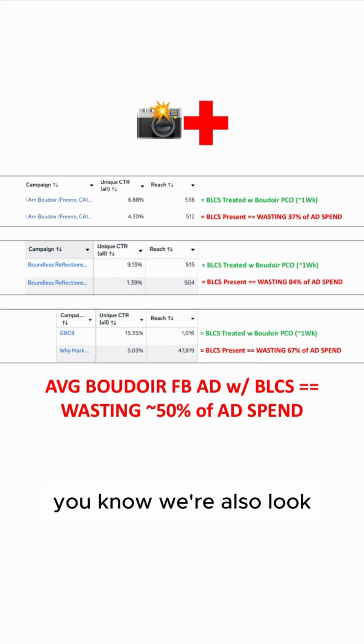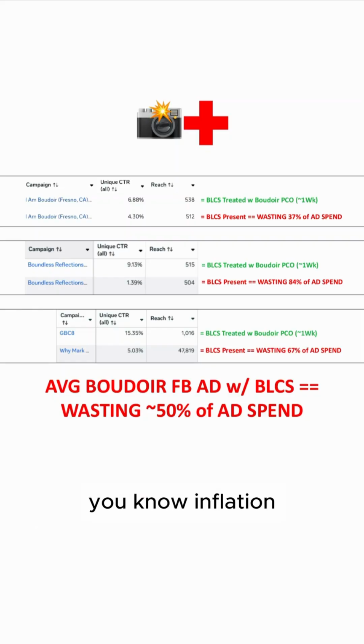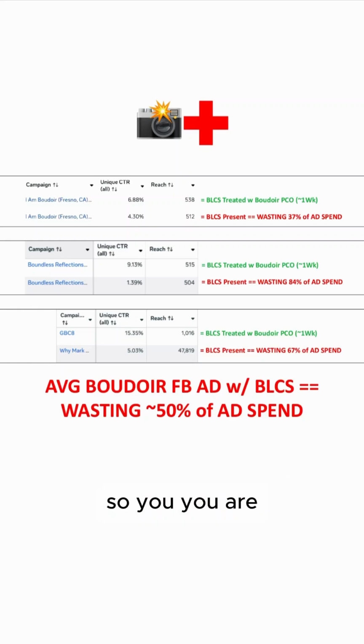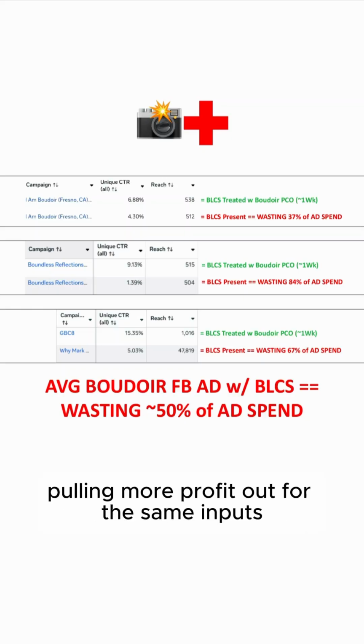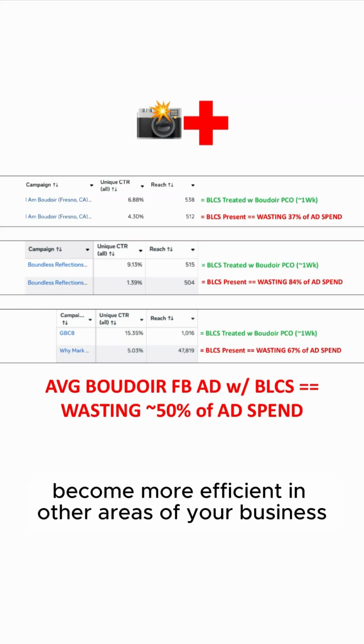You're also looking around and seeing inflation, cost of living going up all around the place, basically everywhere. So you've already been optimizing the business, pulling more profit out for the same inputs, or even better, less inputs, becoming more efficient in other areas of your business.